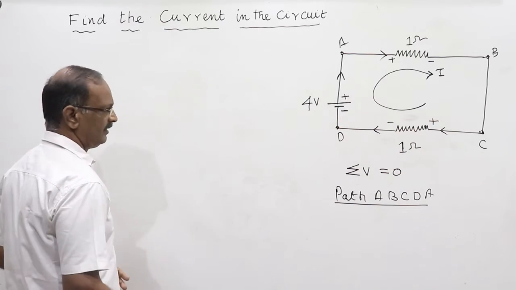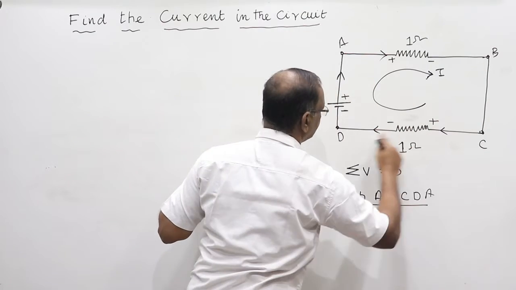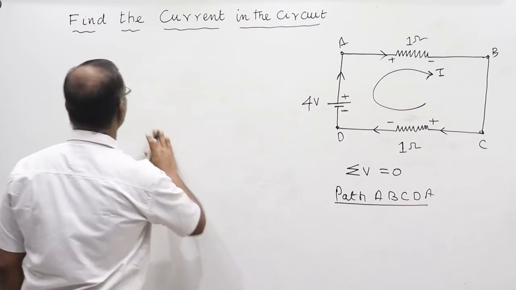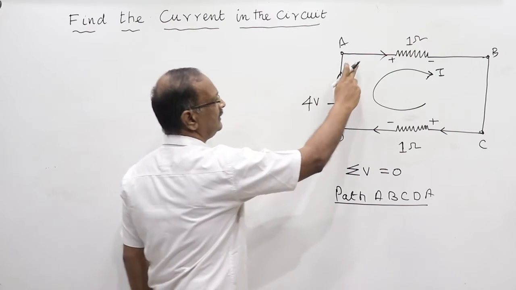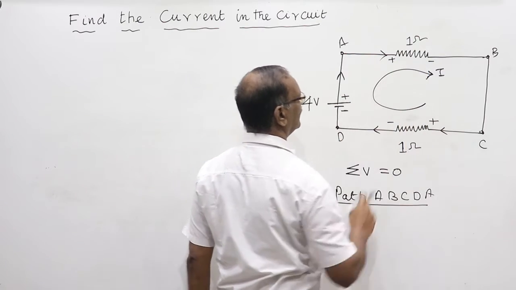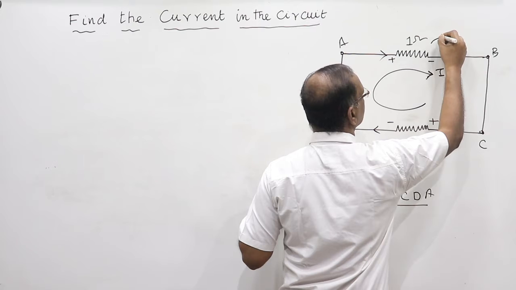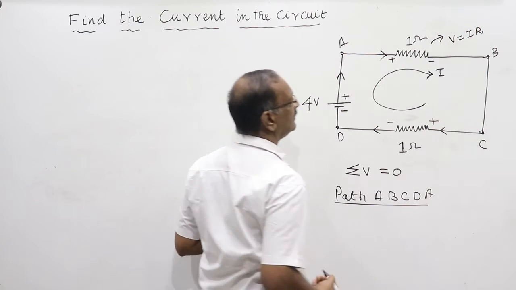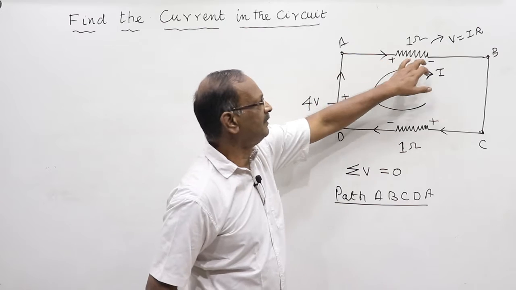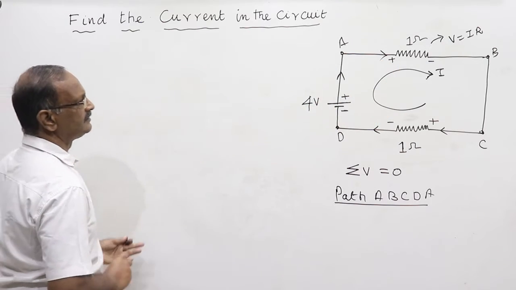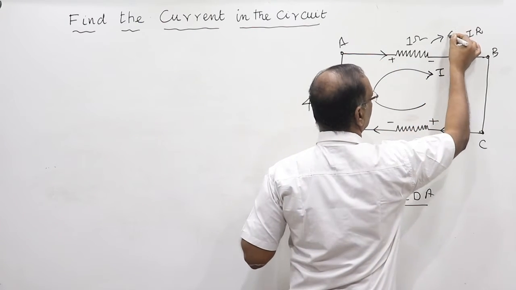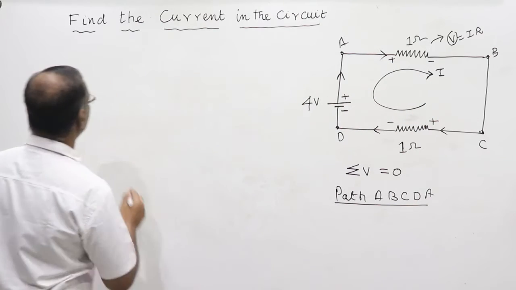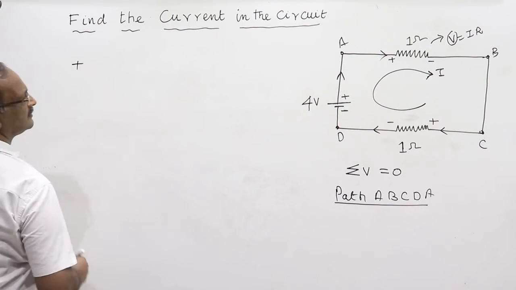Now we start moving from A to B to C to D. When moving from A to B, we are coming from positive to negative. It means the voltage is equal to current through it into resistor, the voltage drop across this resistor. So since we are going from positive to negative, it will be positive voltage, plus V.